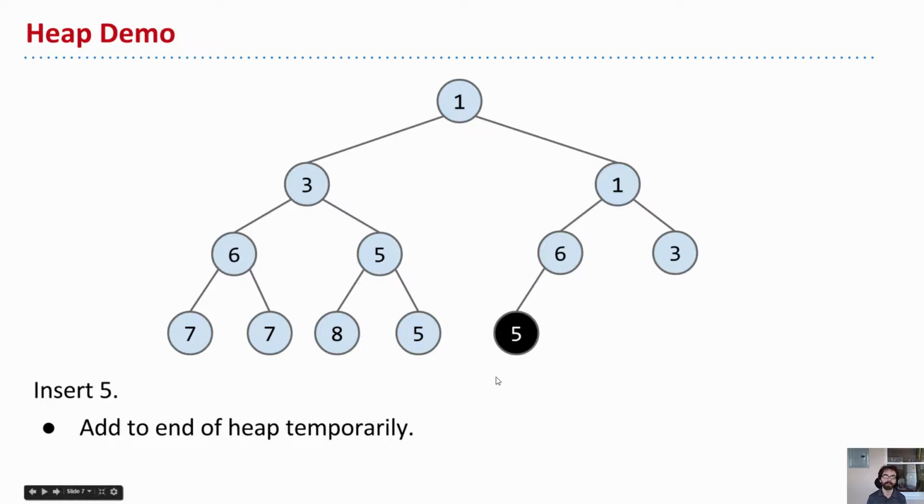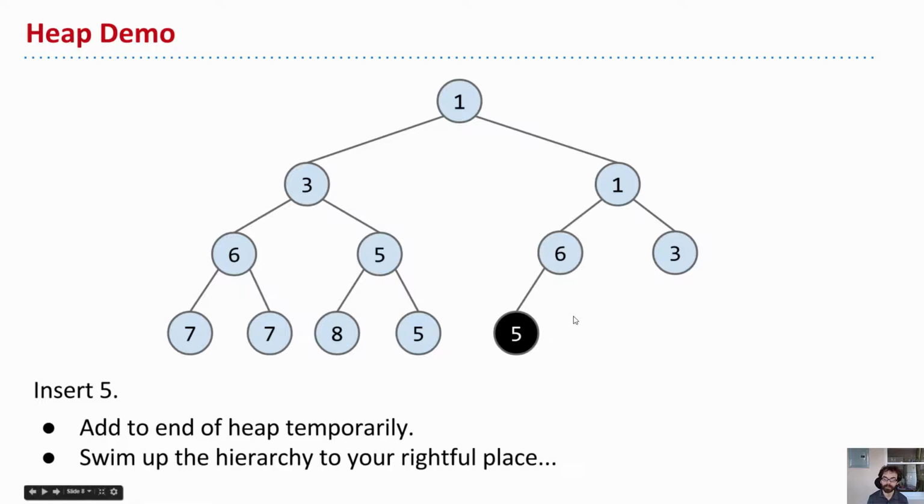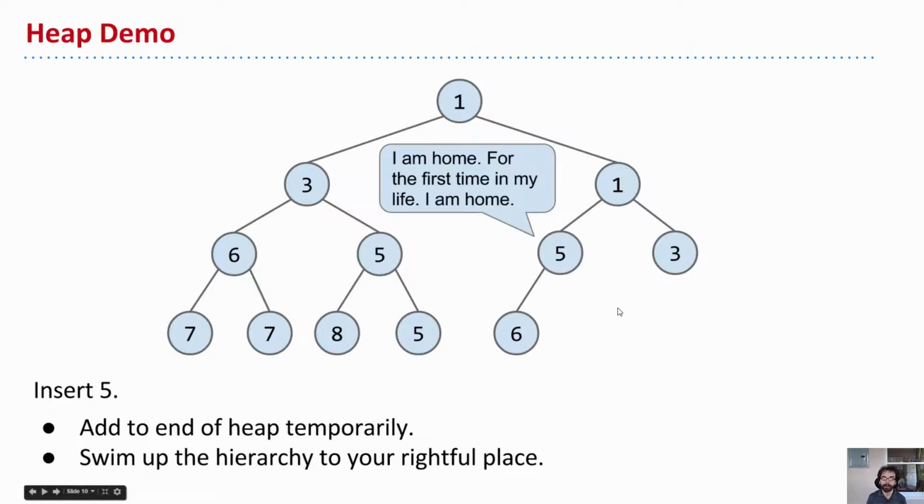Let's see another example. Okay, let's say we want to insert 5. Well, again, because we want to respect completeness, we stick it in this location, in the place it needs to go, and then we're going to swim our way up the hierarchy. Okay, so we notice again, 5 and 6 are out of sorts. So what'll happen now, 5 will climb, and now 5 is above 6, which is good. And how about 1, right? Should 5 get above 1? No, right? 5 is bigger than 1, so it ought to stay below. So he says, I am home. For the first time in my life, I am home. Good, 5. Glad you're there.